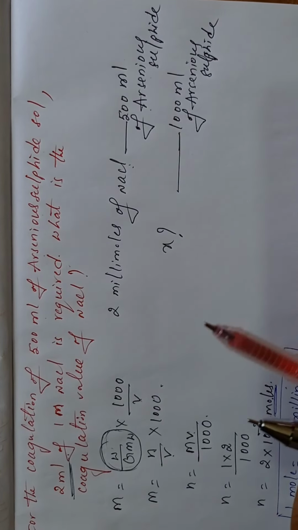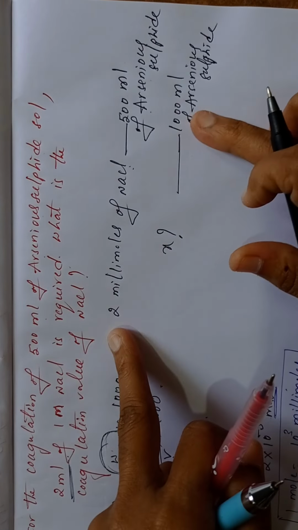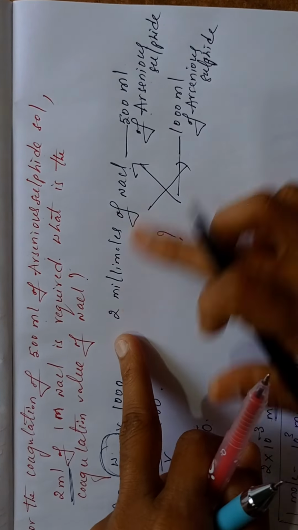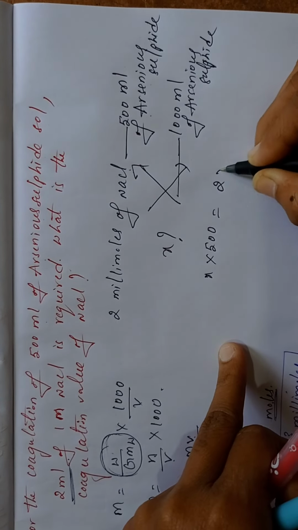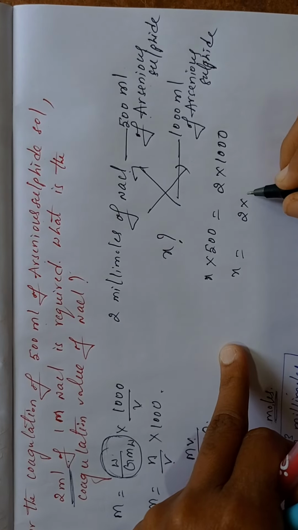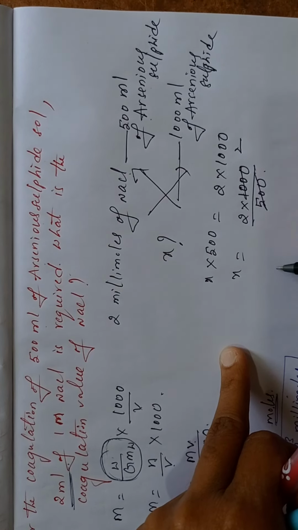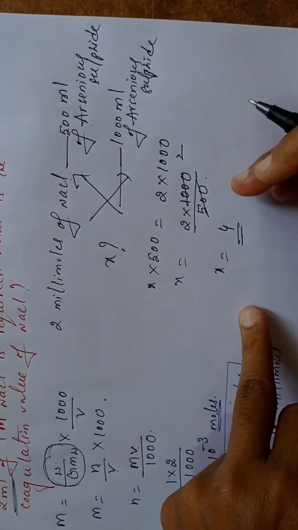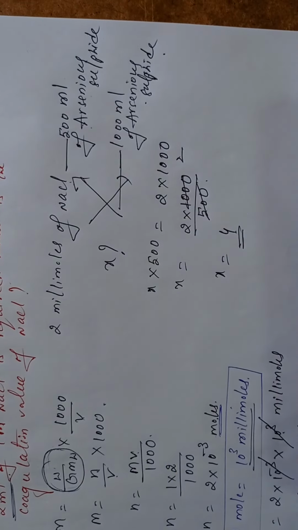Now calculate, students, by cross multiplication. This into this equals this into this. X into 500 is equal to 2 into 1000. Are you clear? So x is equal to 2 into 1000 by 500. 500 in 1000 goes two times, so x is equal to 4. That means how many millimoles of electrolyte are required for the coagulation of 1 liter of arsenious sulfide, students? 4 millimoles of NaCl is required.